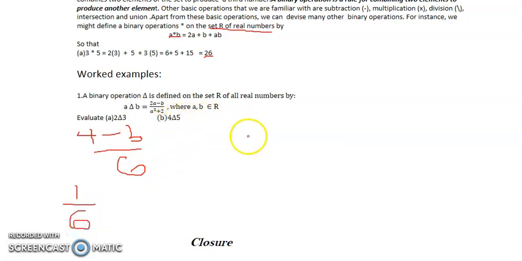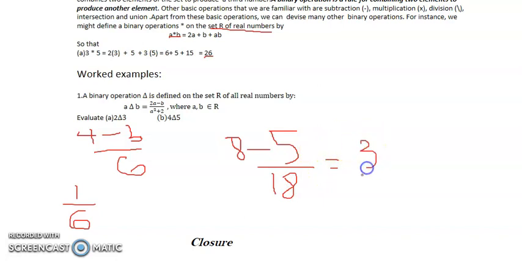Now let's see 4 delta 5. What do we get? 2 multiplying 4 gives 8. 8 minus 5, where 5 is the b, all over 4 squared, which is 16, plus 2 is 18. So what do we get for this one? We get 3 over 18. And we know that 3 can go into 18: 3 times 6 is 18. So the answer is also 1 over 6. This is how you work on binary operations.